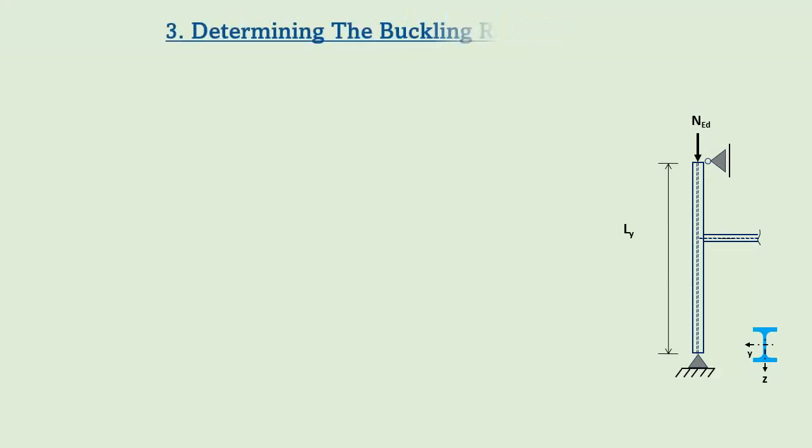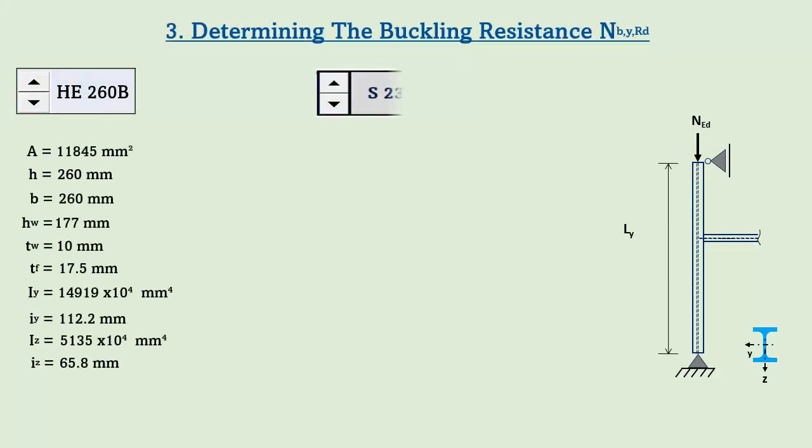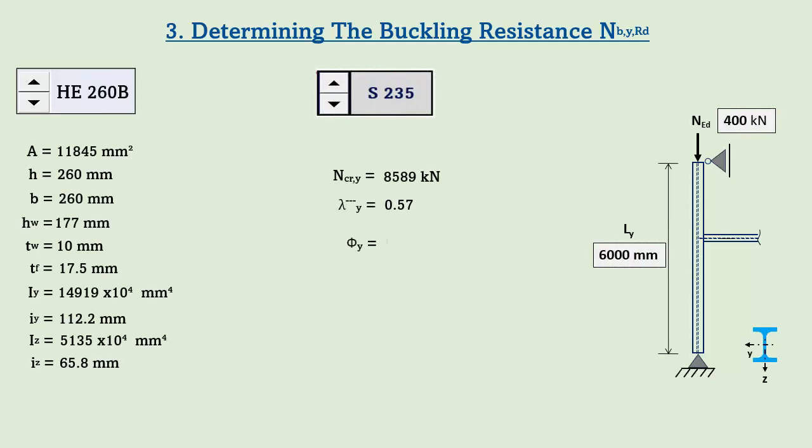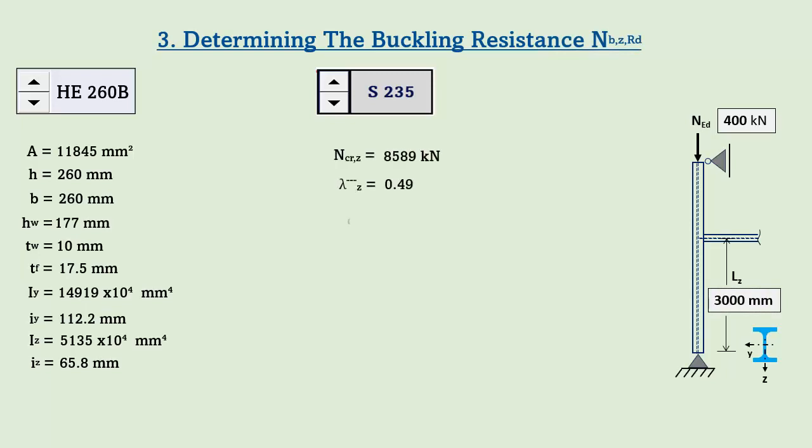From the cross-section properties, yield strength fy, design value of compression force, and the critical length in the Y axis, we can find the buckling resistance NbRdY and the unity check in the Y direction. In the same way, we can determine the buckling resistance NbRdZ and the unity check of the cross-section in the Z direction.